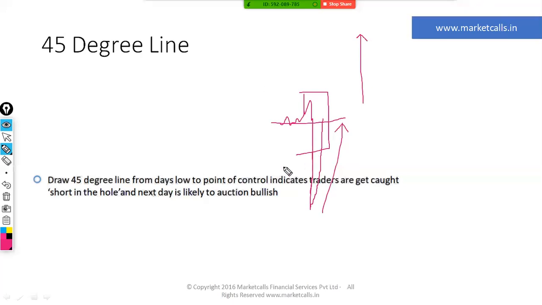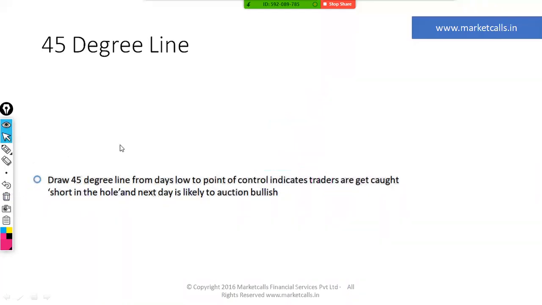So those who are selling below the value area low, this is the value area low here, whoever sells below the value area low is most likely to get trapped at those reference levels, right? Again, we call them sellers getting short in the hole. The very next day, the auction is likely to be bullish. They kickstart the auction in a bullish mode. They're not theories; they are practical observations, and it's been time proven again and again.